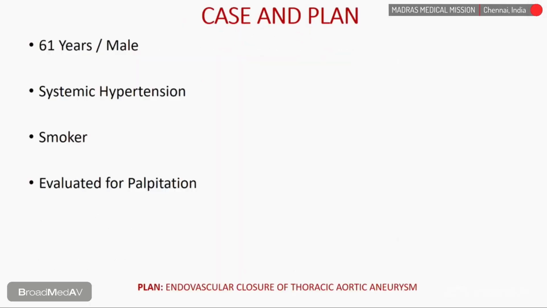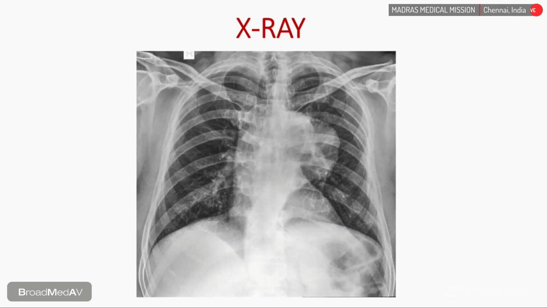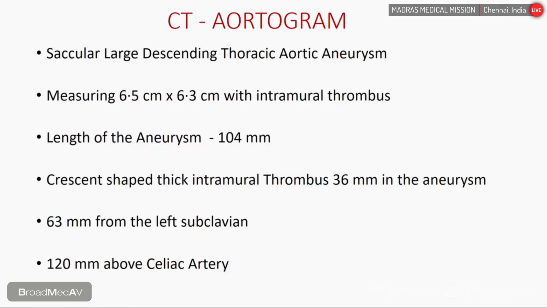So the history: this is a 61-year-old gentleman with systemic hypertension and a smoker. He went to his physician for palpitation and routine investigations. On his chest X-ray, you can see a large shadow on the left side of the heart, which most probably is a descending thoracic aortic aneurysm. Hence, a CT aortogram was done, which showed a saccular, long descending thoracic aortic aneurysm measuring 6.5 by 6.3 with a large intramural thrombus in it.